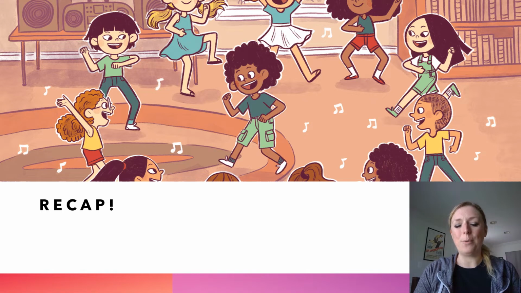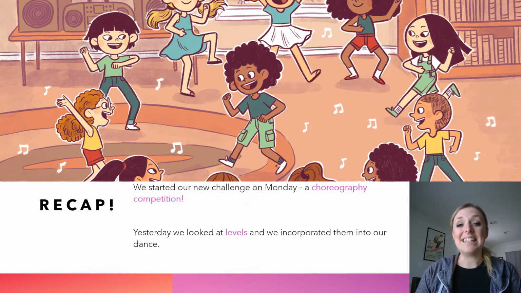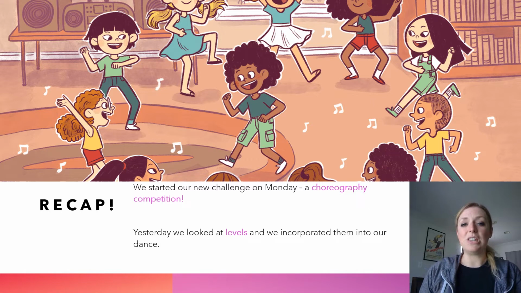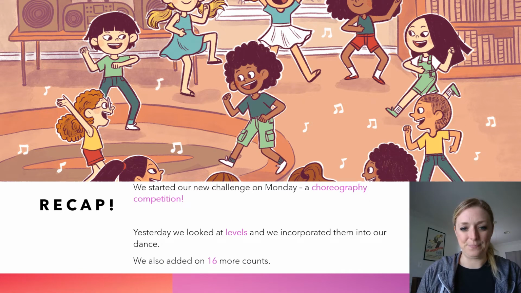Let's recap what we've done so far before we move on. On Monday we started a brand new challenge, which of course was our choreography competition. And yesterday we looked at levels and incorporated them into our dance. So we should now have 32 counts of the dance, which have levels of low, medium and high included.